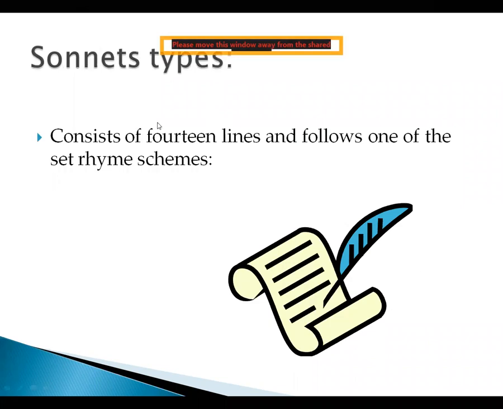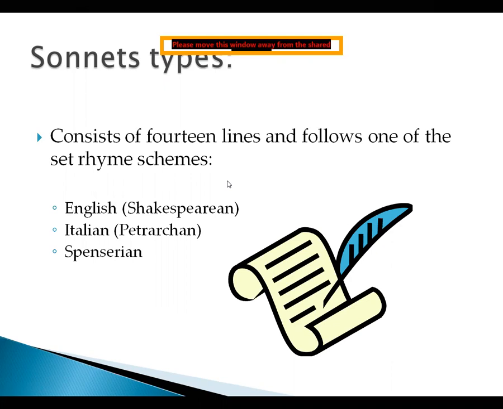So these were the important terms that you should keep in your mind while you are analyzing the sonnet. Now, if we talk about the types of sonnet, then there are three types: English sonnet, or commonly known as Shakespearean sonnet, second one is Italian sonnet, or commonly known as Petrarchan sonnet, and the third one is Spenserian sonnet. And these three types are named on the basis of their poets.